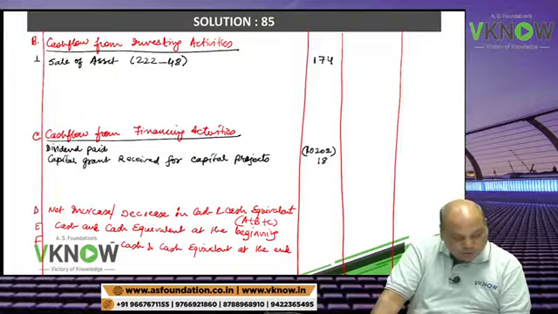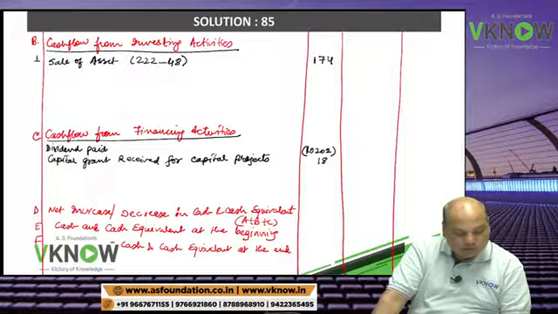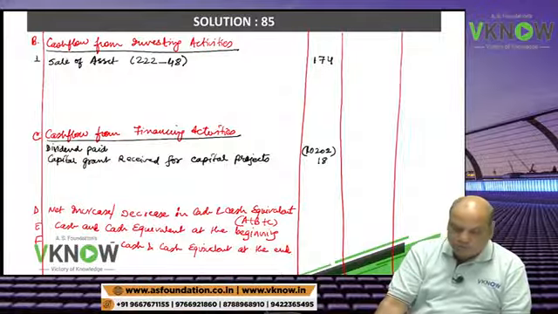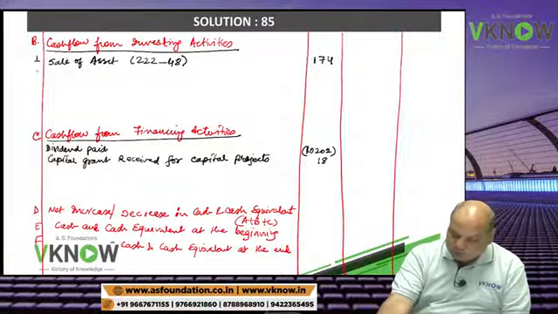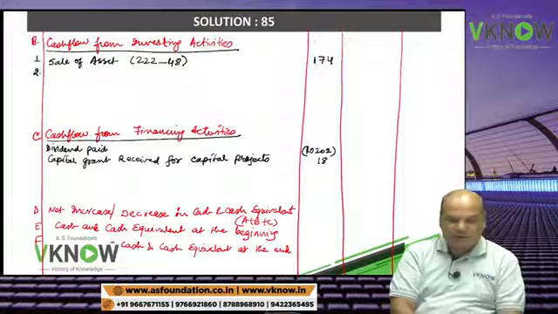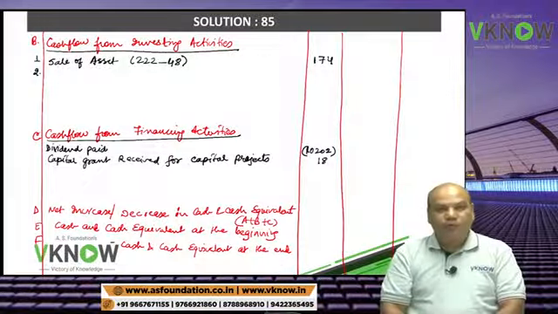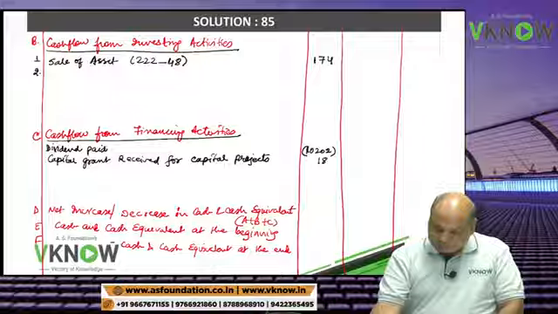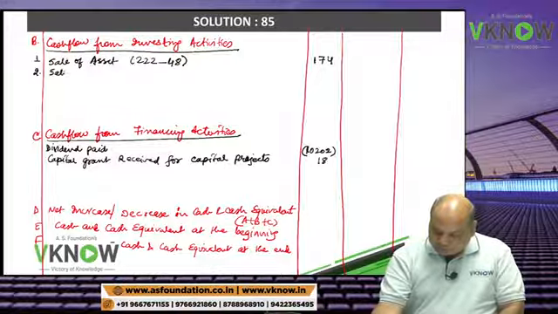Come back to point number 7. Point number 7 is book value of investment sold 33,318 and profit made is 120. So first you come to cash flow from investing activity. In cash flow from investing activity, we will write sale of investment.